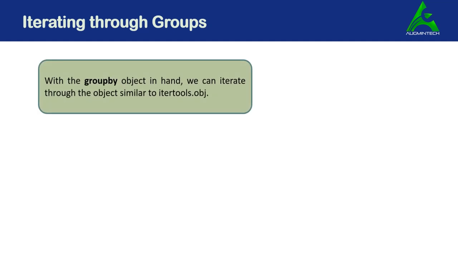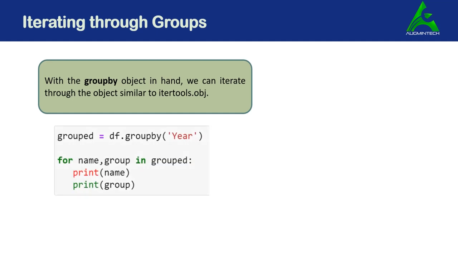Now iterating through groups. With a group by object in hand, we can iterate through the object similar to itertools. Here we can make use of a for loop to iterate through the grouped variable, which has been grouped by year, and then we can print those variables.